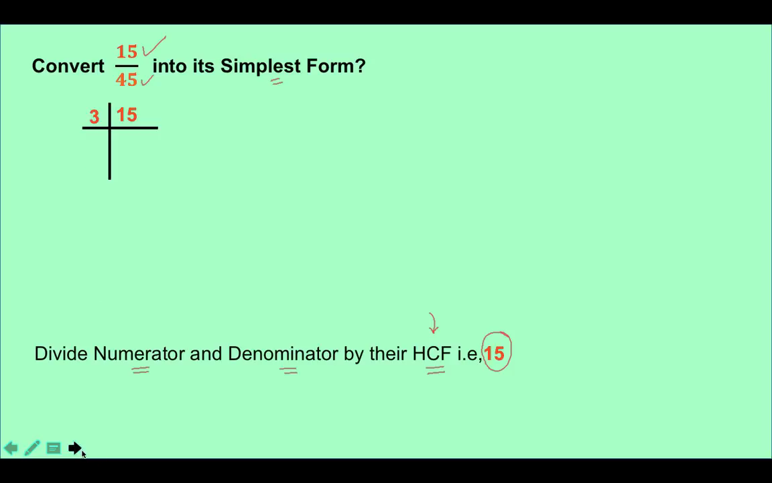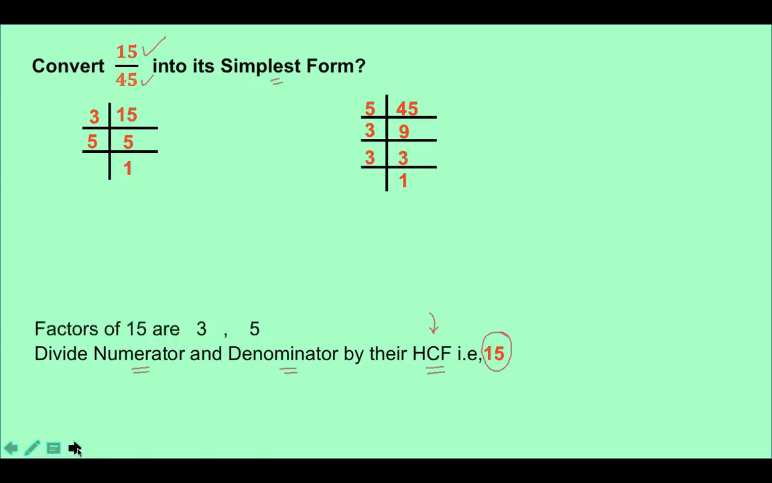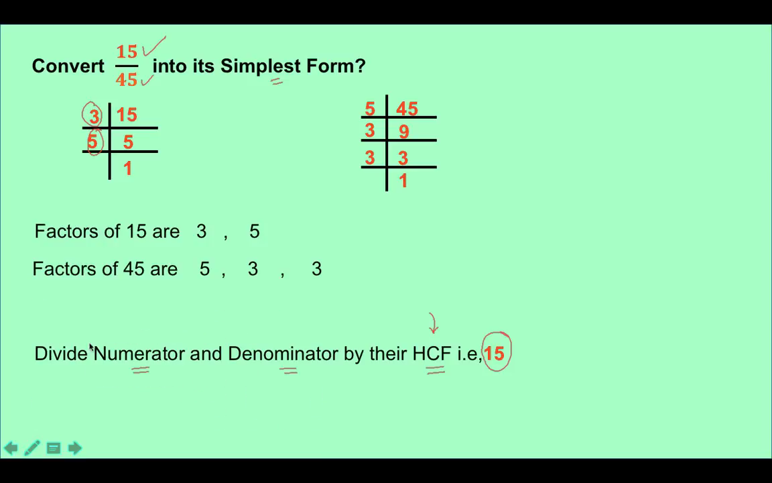So I would divide 15 by 3 first, and I get 5. Now I will divide this by 5 and I get 1. Similarly, if I divide 45 by 5, I would get 9. If I divide 9 by 3, I would get 3. And if I divide 3 by 3, I would get 1. Now if I look at this problem, the factors of 15 are 3 and 5, which is these two. The factors of 45 are 5, 3 and 3.